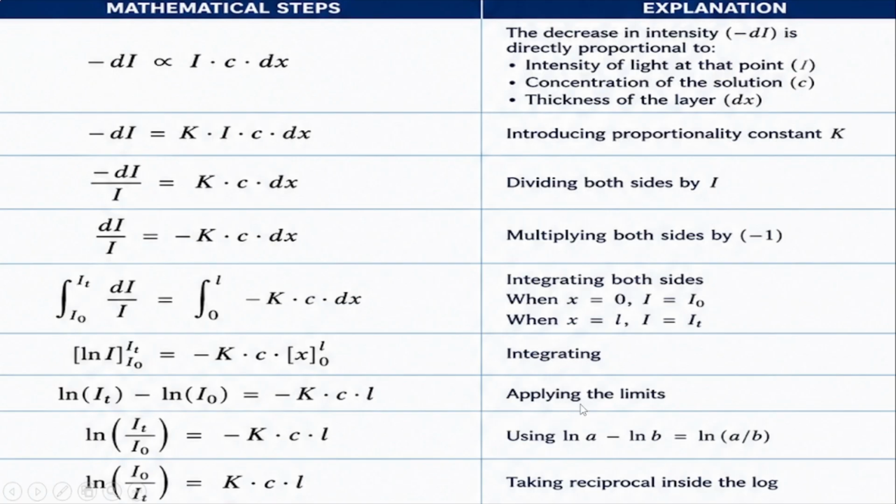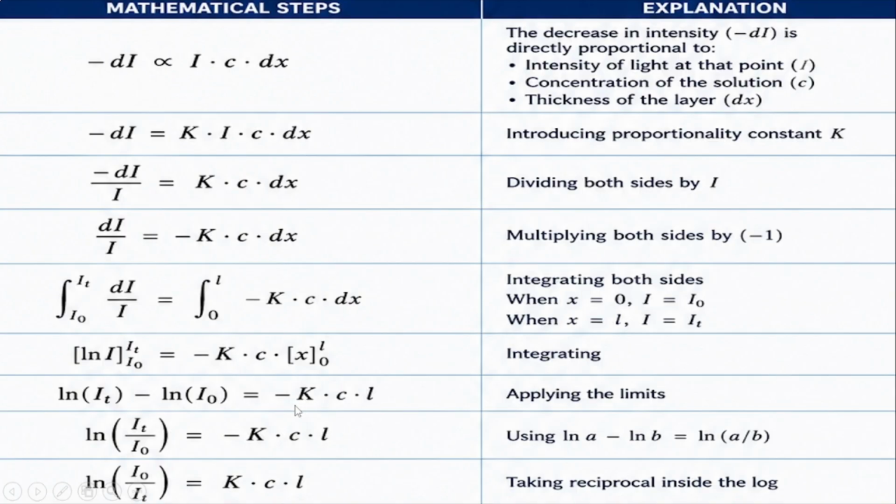After applying the limits as upper limit minus lower limit to this equation, we get the next step, that is ln IT minus ln I0 equals minus k times c times L. When we apply the limits on this side, we get upper limit minus lower limit, so L minus 0 is nothing but L.